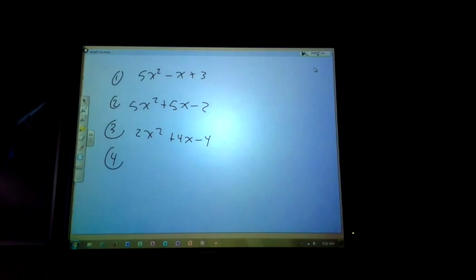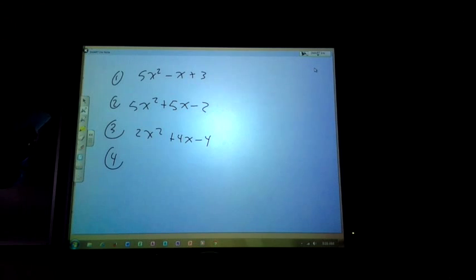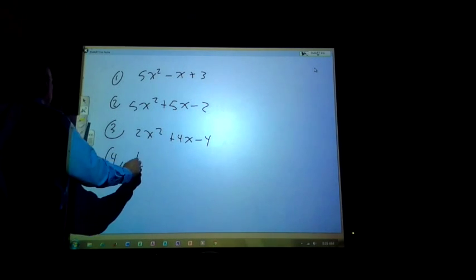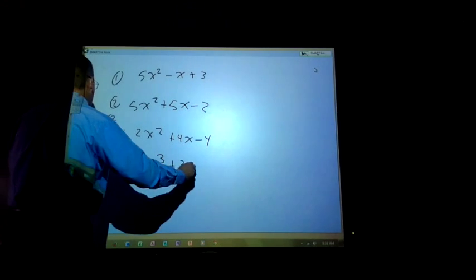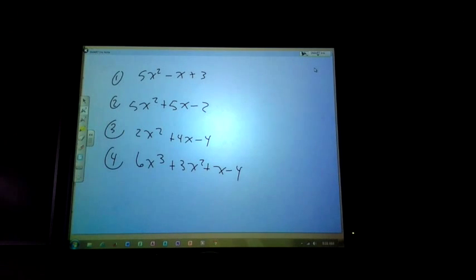Like, it's a different order? Yeah. I mean, you want to put it in standard form for the most part, but it's not wrong if it's not. It just looks a little better. Let's see. This one will be 6x to the third plus 3x squared plus x minus 4. So there's your first four problems.